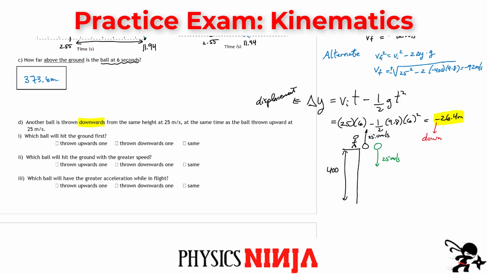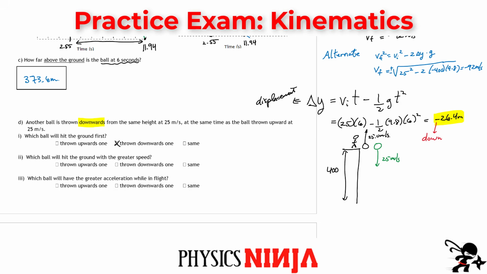Okay, so they want to compare the two balls. Which ball hits the ground first? Well, it's clearly going to be, which one? The ball that's thrown downward, right? Because it's only going to do this. The other one goes up to a maximum height, turns around, speeds up. So it has to be the one thrown downward.